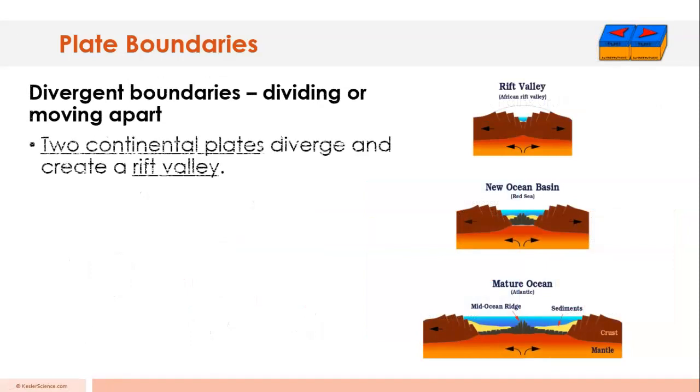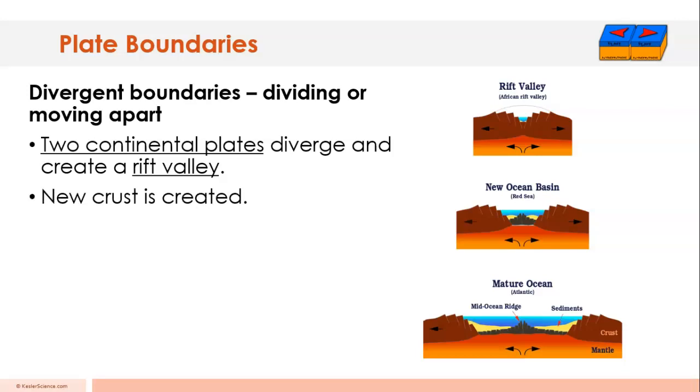We can also have divergent boundaries that occur on land instead of underneath the ocean. So when two continental plates diverge, I hope I said diverge before and not converge, but when two continental plates diverge or move apart from one another, we don't call it a mid-ocean ridge, we call it a rift valley. All right, a rift valley.